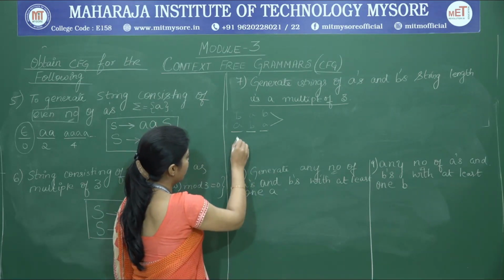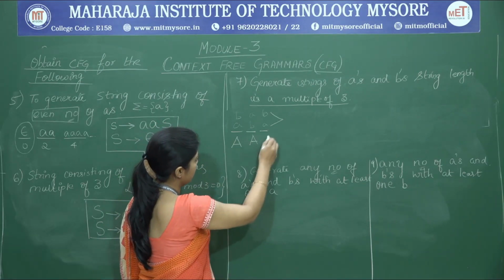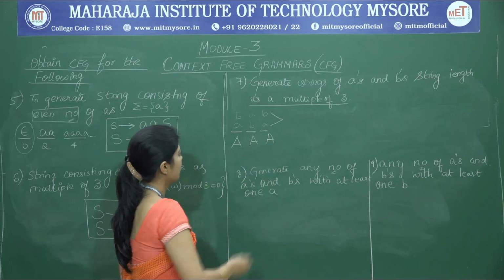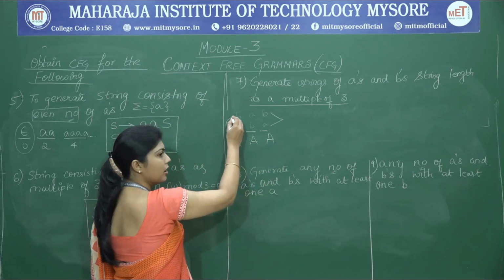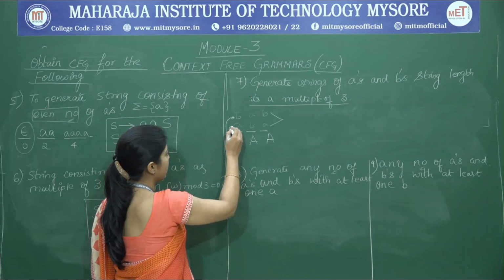So I am going to take up a variable called A, another variable called A, and A. So this A can either be a B or it can be an A.